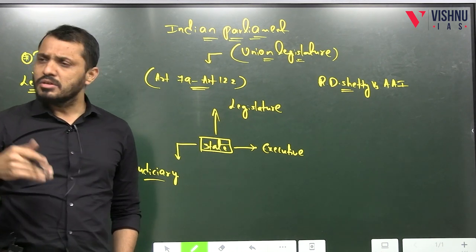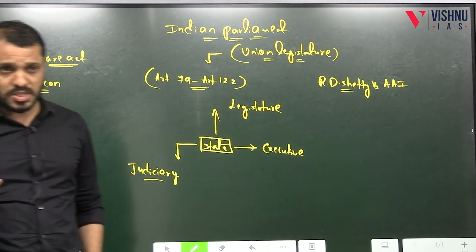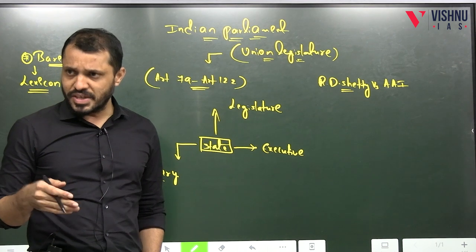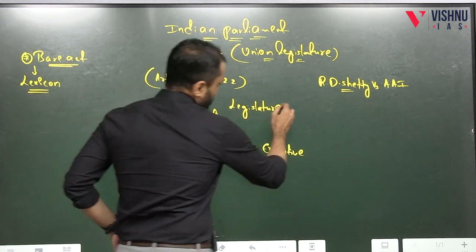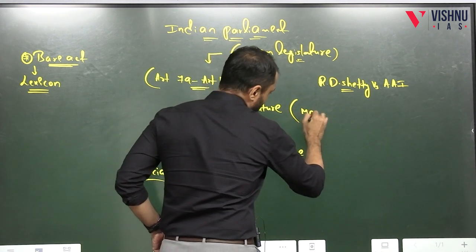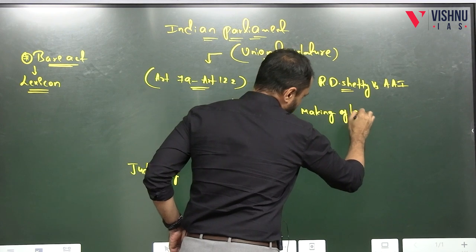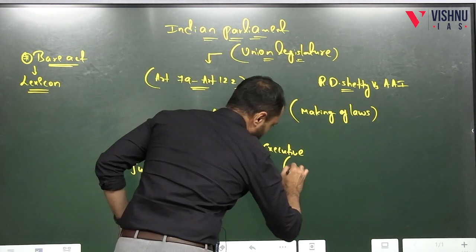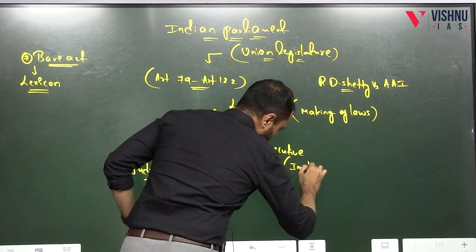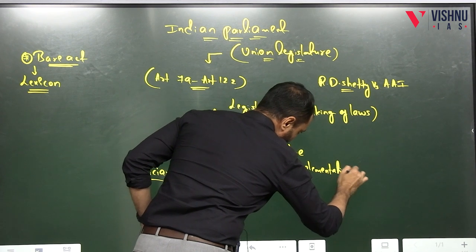With respect to that, at the appropriate time I will explain the doctrine of severability, doctrine of pith and substance, doctrine of eclipse, various doctrines you have to learn. Now, legislature. Mainly legislature deals with the making of laws. Whereas executive, implementation of laws.